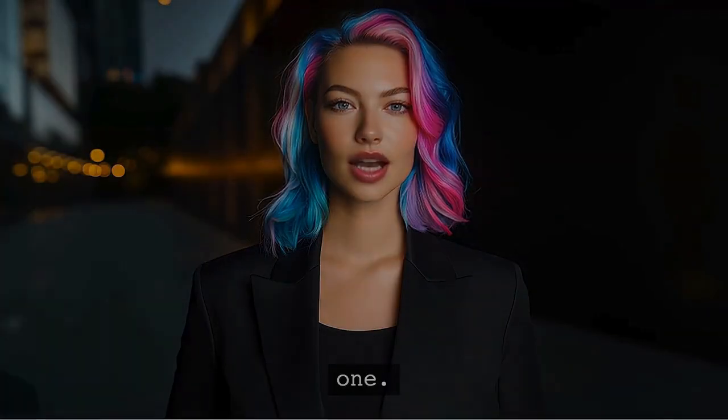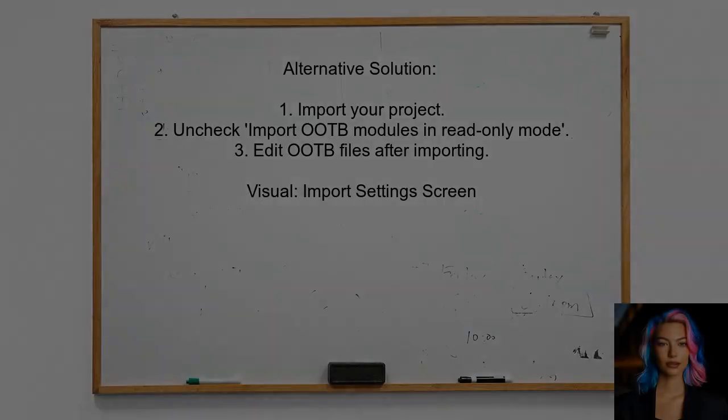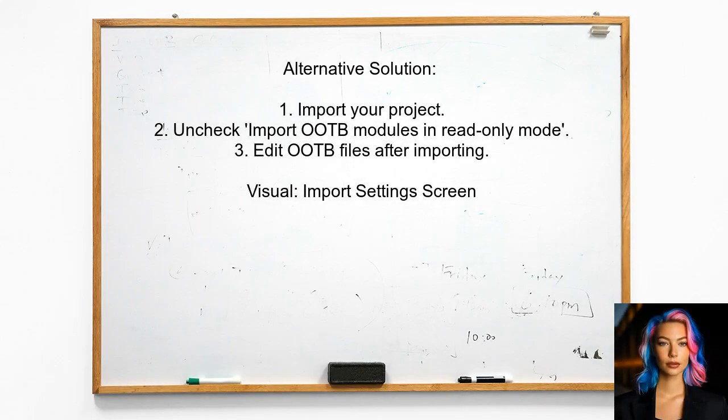Let's explore another one. An alternative solution for changing the read-only status of files in IntelliJ, especially when working with SAP Hybris, involves adjusting your import settings. When you import your project, make sure to uncheck the option that says Import OOTB modules in read-only mode. This will allow you to edit the OOTB files after importing.